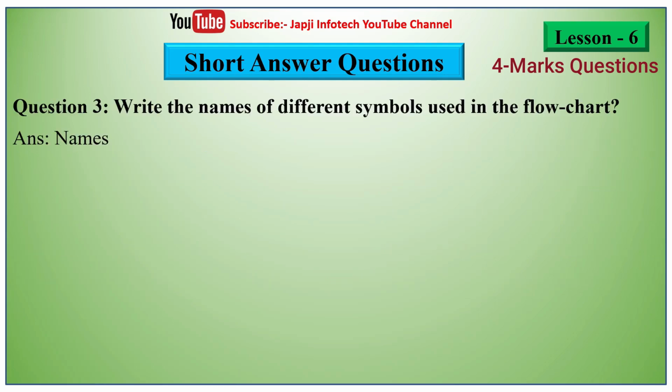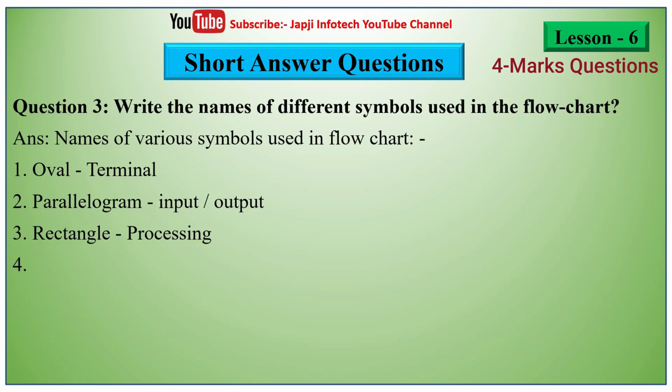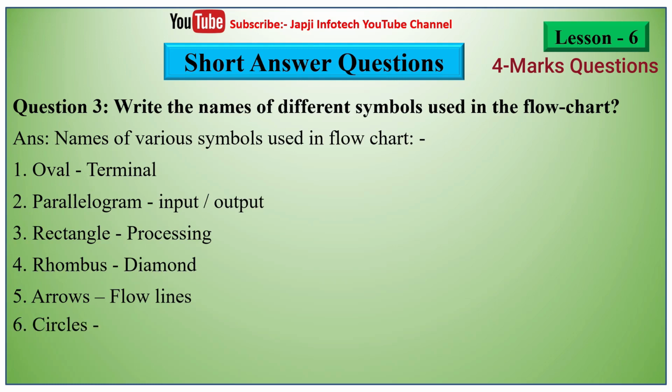And the third one is, write the names of different symbols used in the flowchart. So the names of the various symbols used in the flowchart are, the first one is oval. Oval is used for terminal. Second one is parallelogram. Parallelogram is used for input or output operation. Third one is rectangle. Rectangle is used for processing. Fourth one is rhombus. Rhombus is used for decision, the diamond shape. The fifth one is arrows. Arrow is used for flow lines. Sixth one is circle. Circle is used for connector.